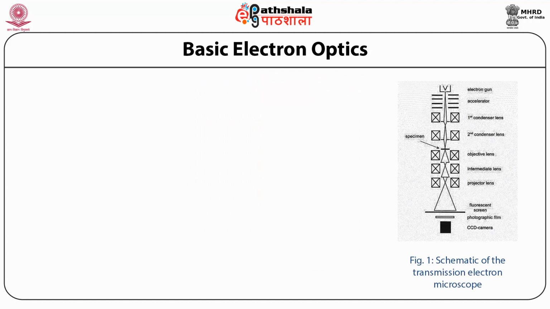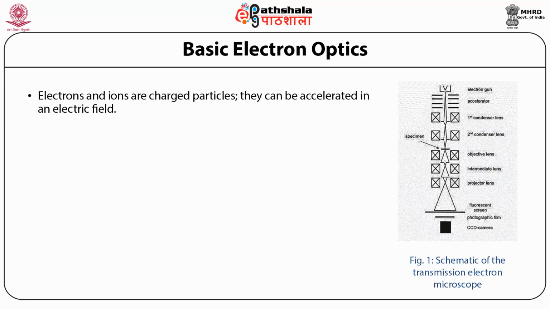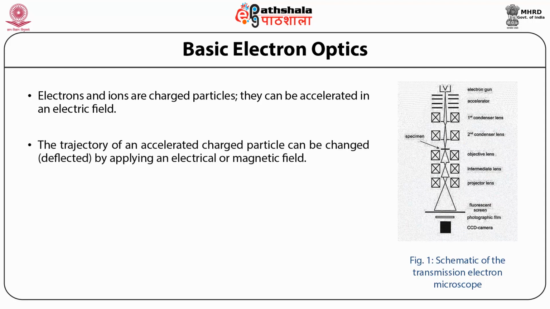Now students, let us see the basic electron optics. Electrons and ions are charged particles. They can be accelerated in an electric field. The trajectory of an accelerated charged particle can be changed or deflected by applying an electrical or magnetic field. The accelerated particles also behave like waves, that is, the de Broglie waves.